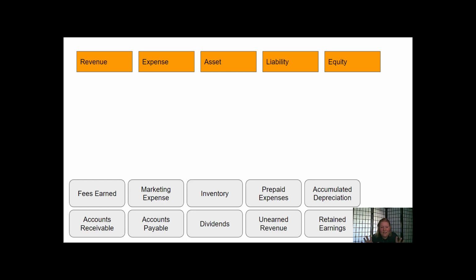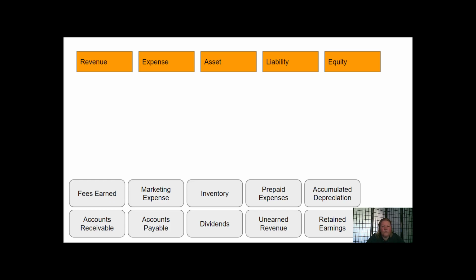So I've got 10 account names here that we are going to work with. We're going to categorize these under our 5 account types. Remember, our 5 account types are revenue, expenses, assets, liabilities, and equity. Okay, so we're going to go through these 5 types.